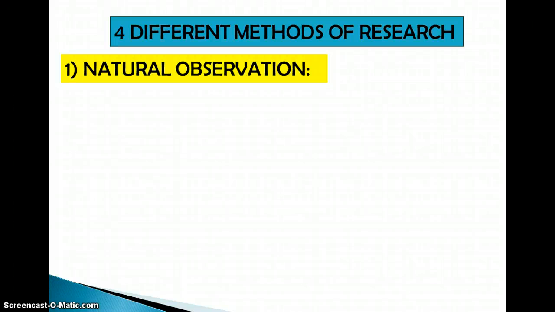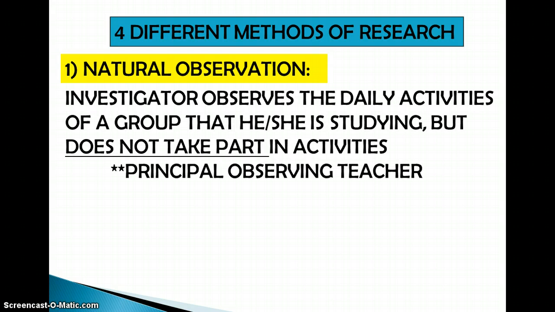There are really five different methods of research that sociologists use to collect different types of data on behavior. The first one is natural observation, and it's exactly what it sounds like. The researcher or investigator observes the daily activities of a group that they want to study, but they do nothing to get involved in the daily activities. All they do is observe it.